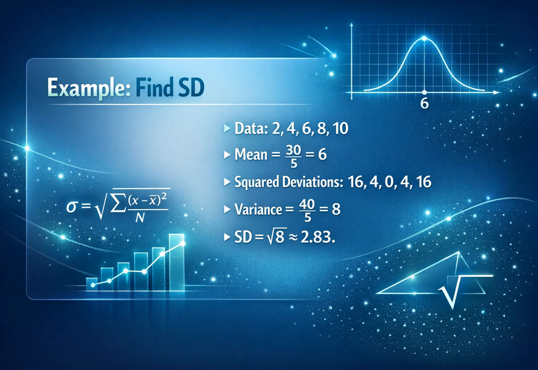Let's find the standard deviation of 2, 4, 6, 8, 10. Mean equals 30 divided by 5 equals 6. Deviations: -4, -2, 0, 2, 4. Squared deviations: 16, 4, 0, 4, 16. Variance equals 40 divided by 5 equals 8. Standard deviation equals square root of 8, approximately 2.83.